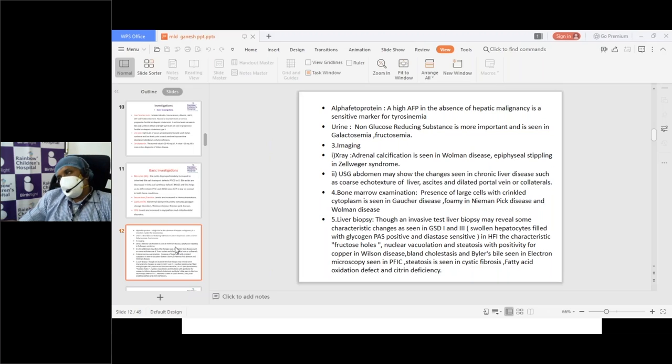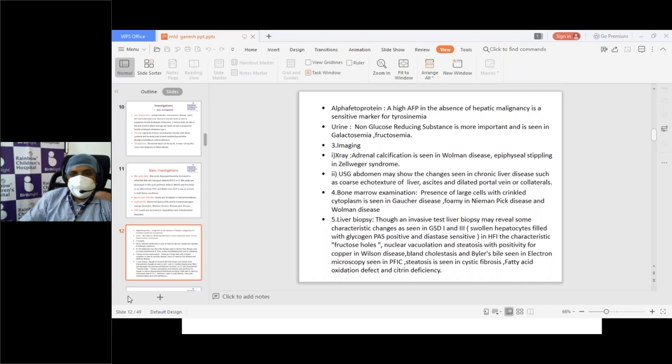And non-glucose reducing substance. These disorders, especially in newborns where they present with hepatomegaly, seizures, and cataract soon after introducing milk-based feeds, galactosemia, right? And the non-glucose reducing substance may also be seen in case of fructosemia. Imaging. We order an X-ray abdomen. When there is an adrenal calcification, it points towards the diagnosis of Wolman disease. Similarly, epiphyseal stippling may be seen in case of Zellweger syndrome.